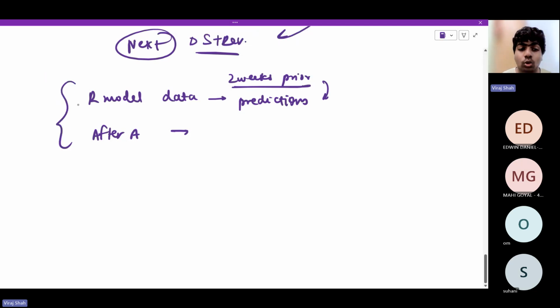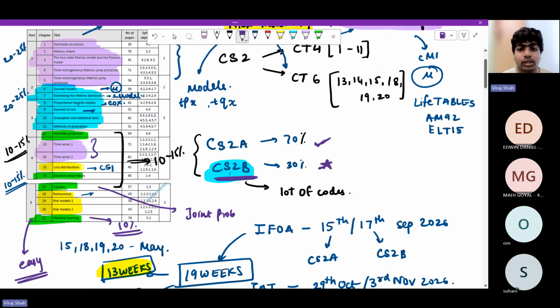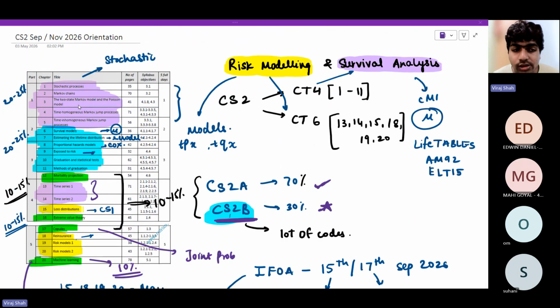We are going to be there throughout. I'm going to be there. Viraj sir is going to be there throughout. You can always contact us. You can ask on the group. Everything is going to be there.